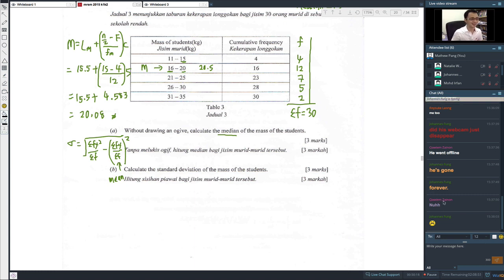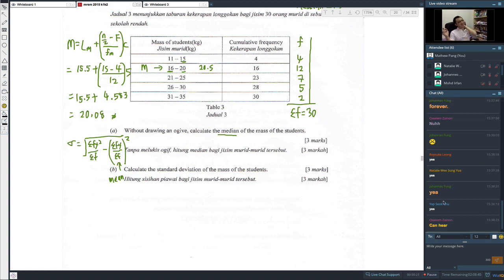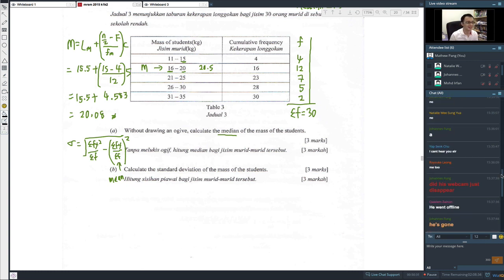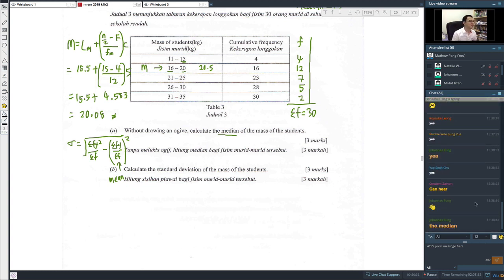Just now, where did we stop? Oh, how do I know the median class is this one? It's very easy, because the total number of students over here is 30. So you use 30 divided by 2, and you know your frequency will be 15. To find the median class, you have to think about which class contains the frequency 15.